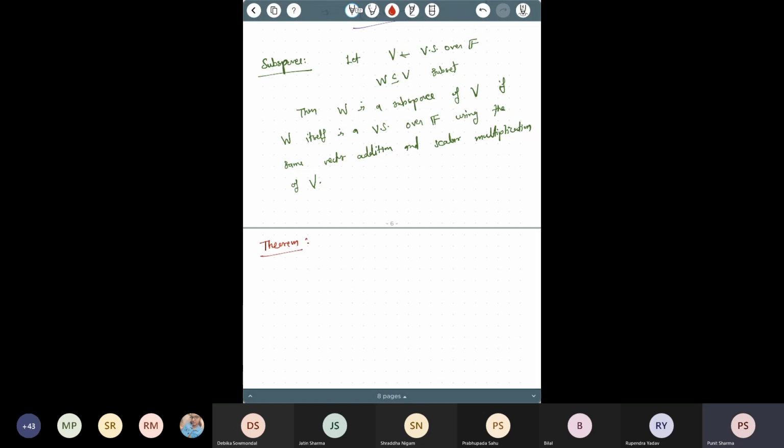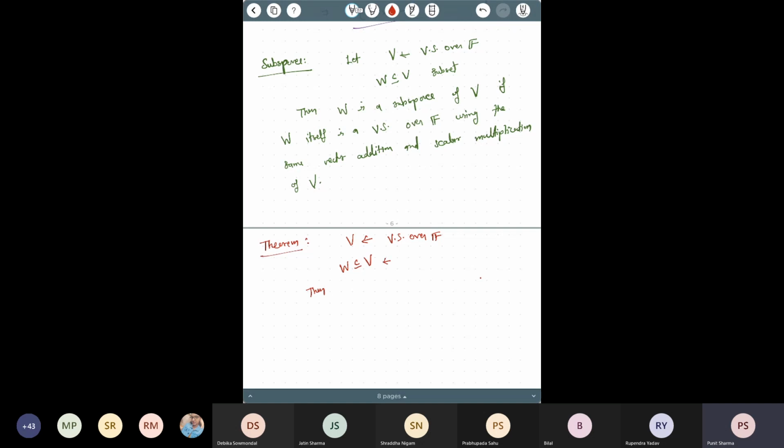You have already learned this. If we have a subset W of a vector space V, then this W is a subspace if and only if it is closed under vector addition and it is also closed under scalar multiplication. The proof of this is very straightforward. So suppose we have a vector space V over F and a subset of V, and here I'll say non-empty.